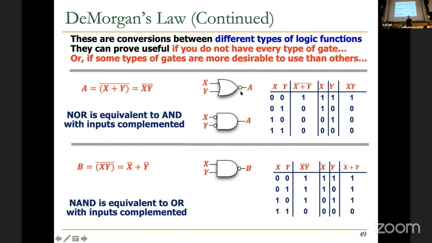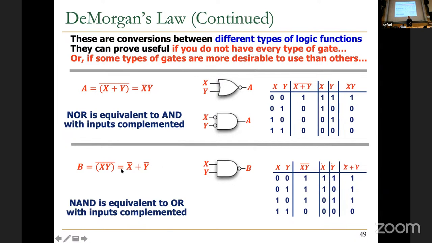This is also called bubble pushing. It's in your book if you read it. Basically, if you want to convert this gate to another gate, you take the bubble over here and you push it back to both inputs, and then you change the type of the gate from OR to AND. It's going to work over here also, as you will see.